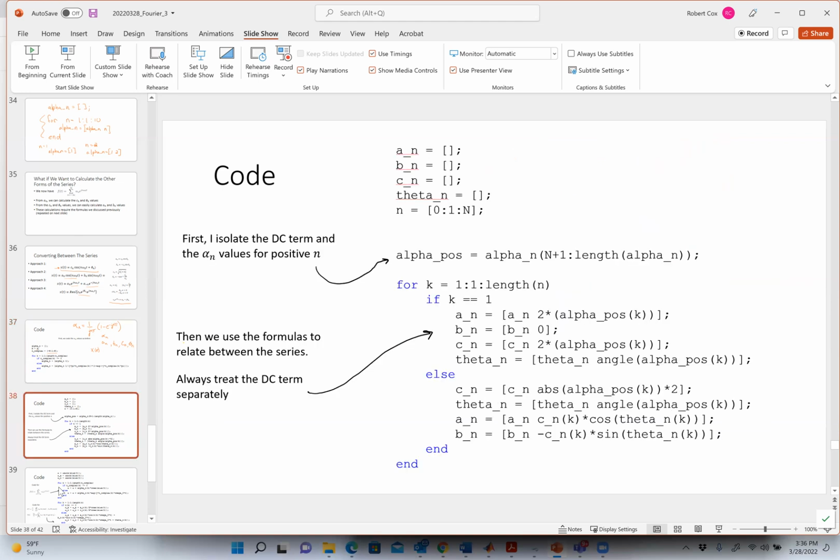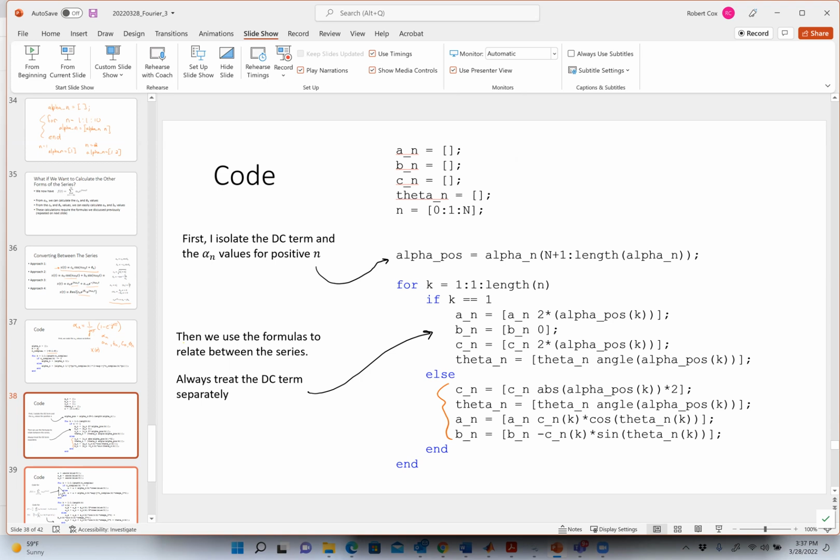Once I have that, notice what I added for myself inside these loops, where I'm calculating my C sub n values. So let's focus on the else statement here. I'm calculating my C sub n, my theta sub n, my A sub n, and my B sub n. Forget about everything else there in the code. Let's just focus on this part in this else statement.